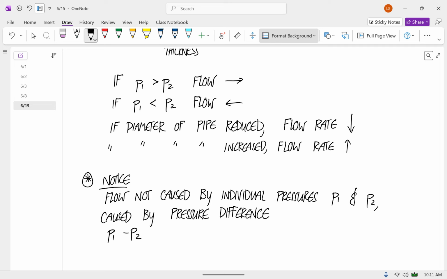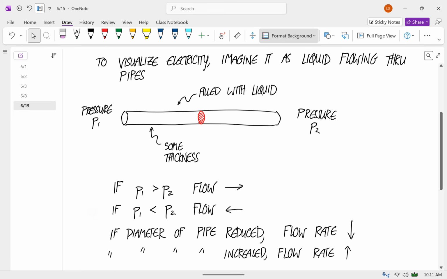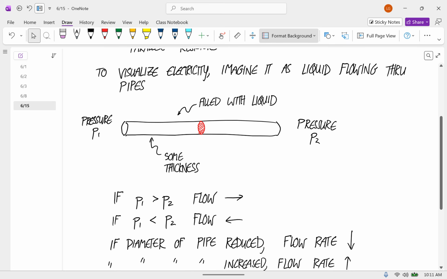Okay, so all this stuff is pretty intuitive. Now we're going to relate that to the way electricity works. So here's the electrical analogy, or the electricity analogy. So here are the things that we've talked about. We've talked about the rate of flow of the liquid, the individual pressures, the difference in pressures, and the thickness of the pipe.